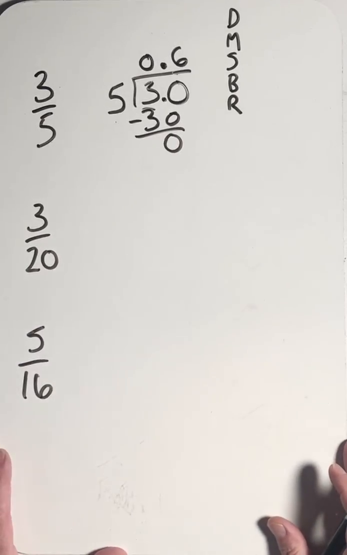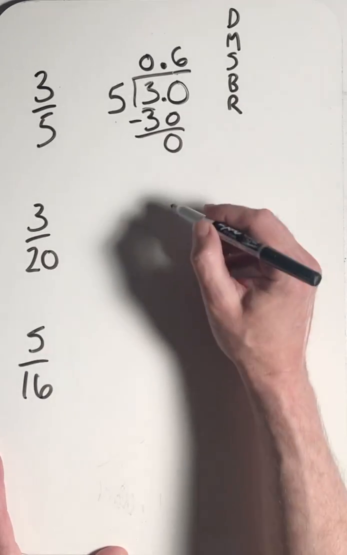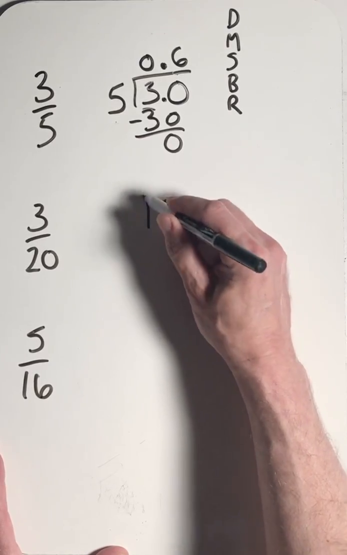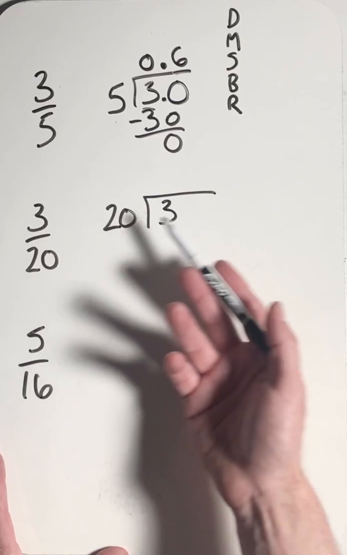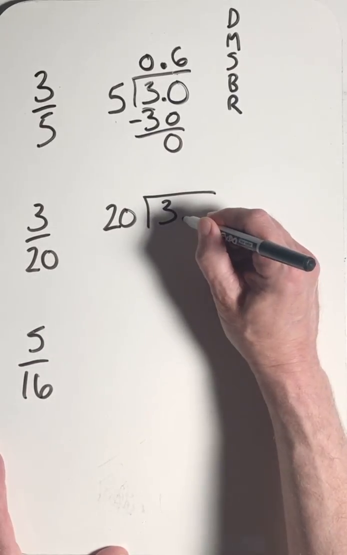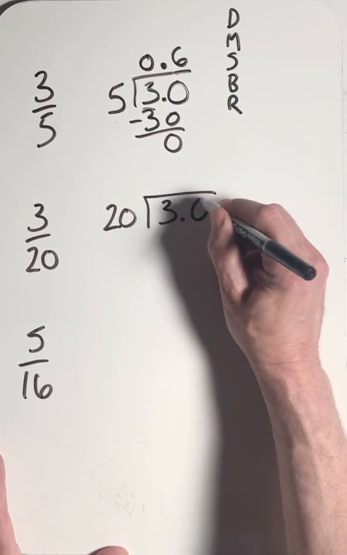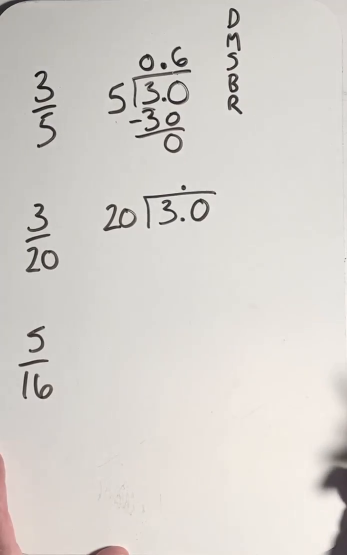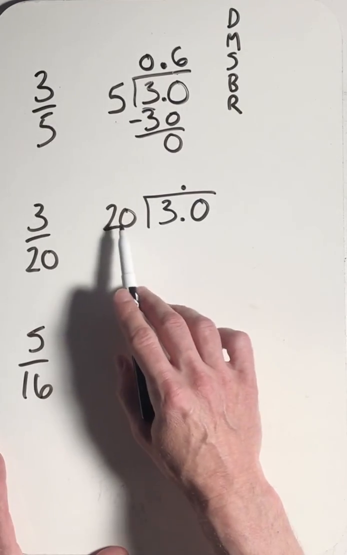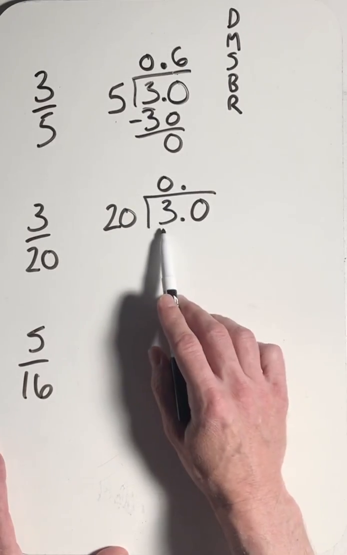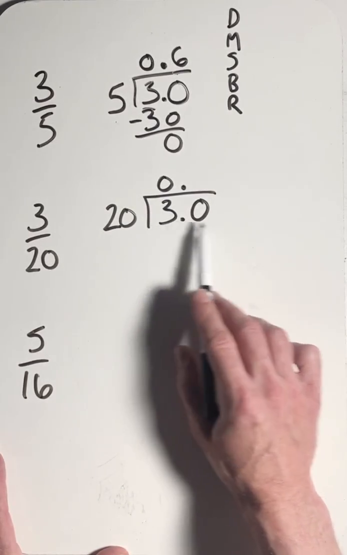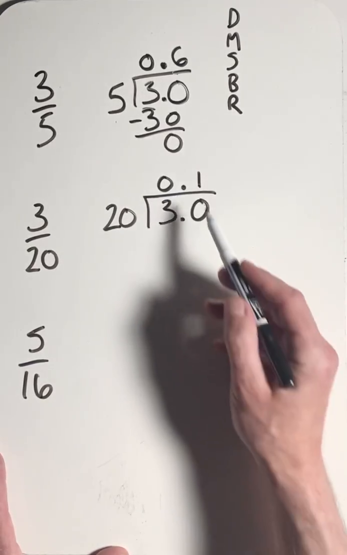We'll look at the same approach here. 3 divided by 20, we're going to take the 3, put it inside the division sign, and we're going to divide by 20. Noting that that's not possible, so we're going to put a decimal point and a 0 and move it up. Does 20 go into 3 evenly? It does not, so we get a 0. Does 20 go into 30 evenly? Yes, it does. It goes 1 time.